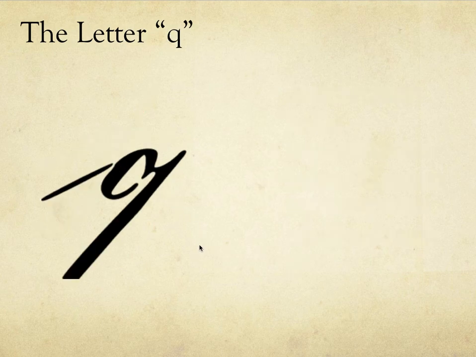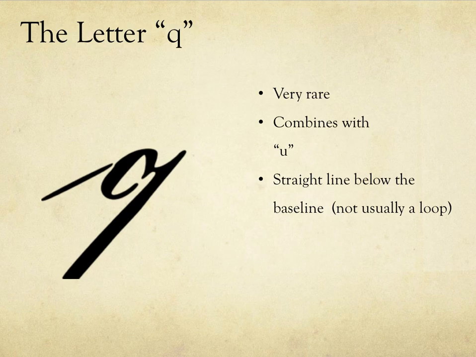Now, Q is not very common in the German language. If you do see it, it will be combined with U. So remember, our U has that U swoop above it, and it will have a straight line below the baseline. It's not usually looped.